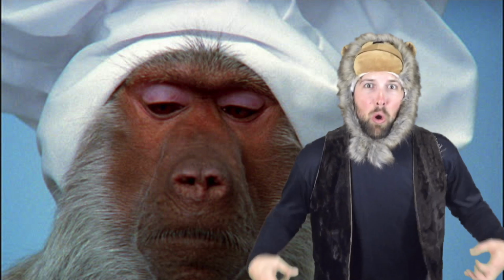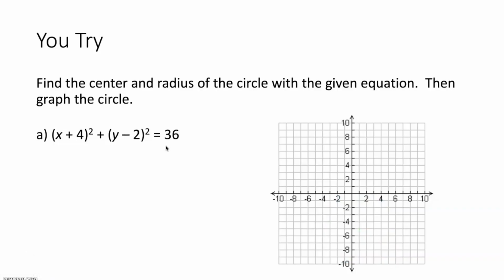What did the monkey wear when he cooked? An apron!